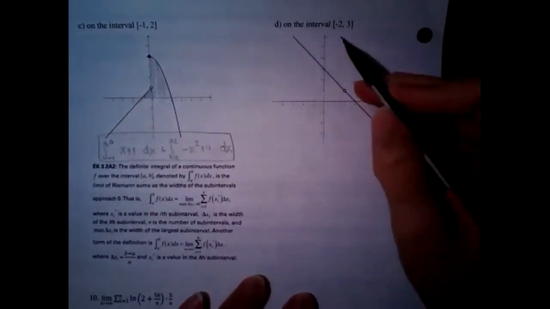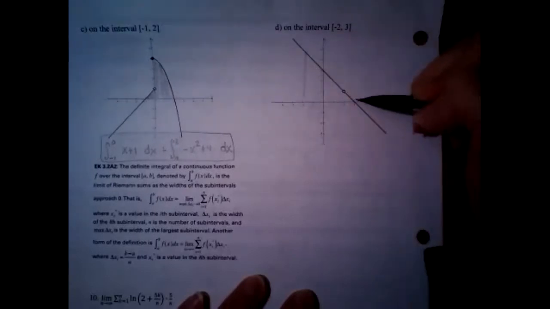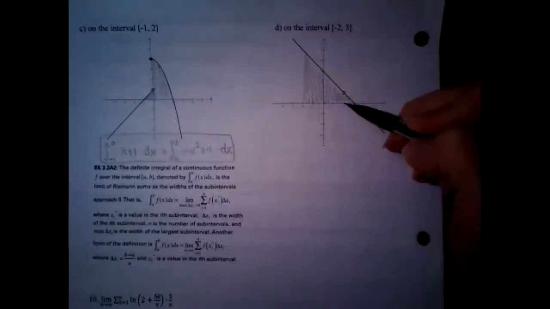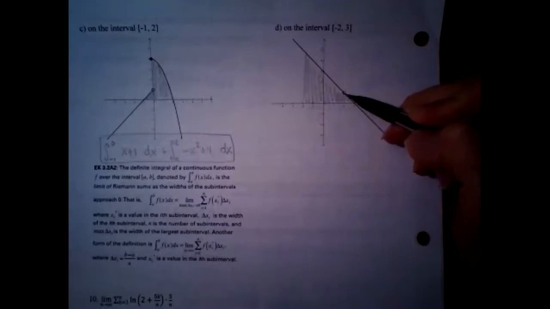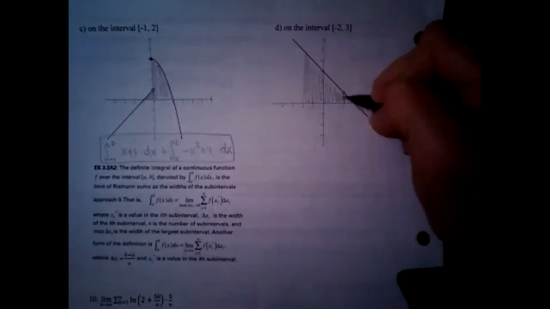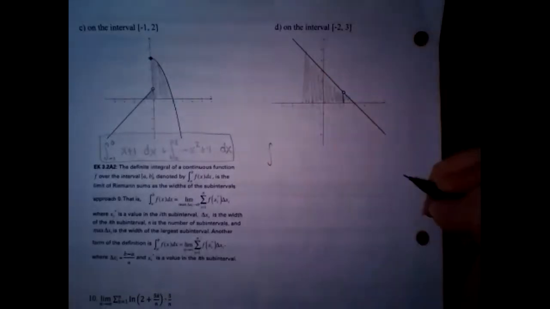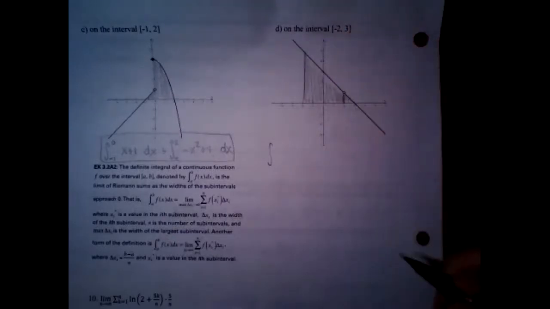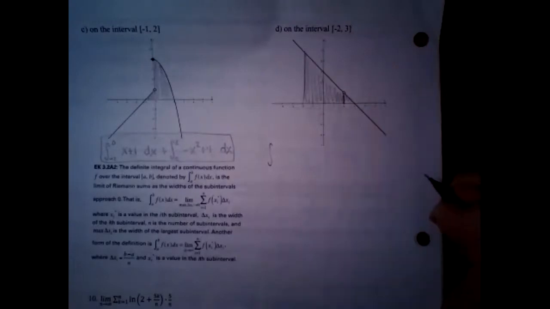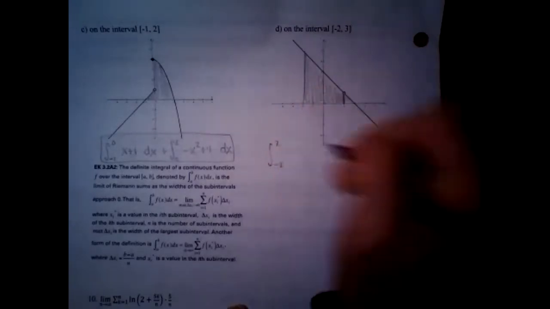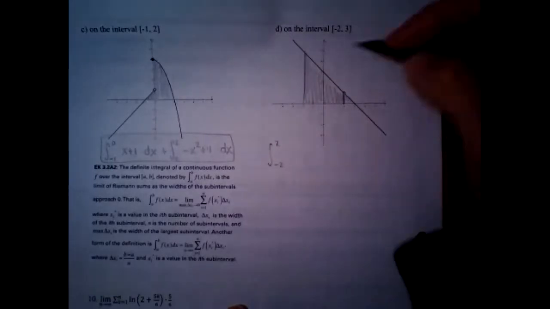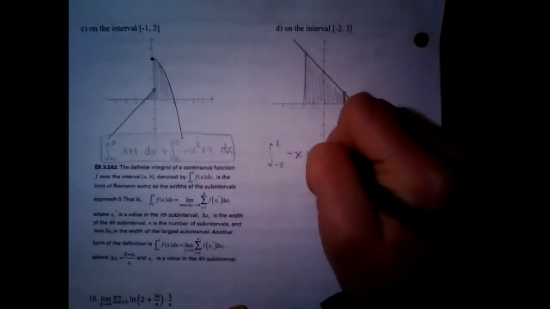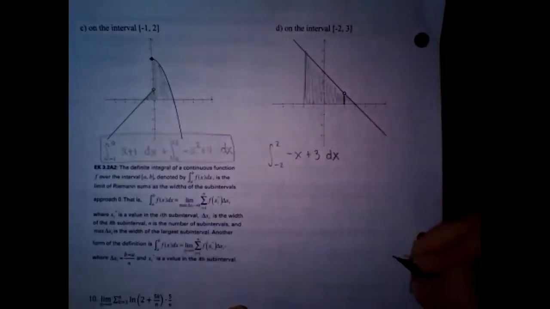And then this one, we're trying to find the area from negative two to three. So that's all of this. And you have to break it at the discontinuity. I know that seems silly, but because there's a hole there, you're going to have to break it into two separate integrals. So what are going to be the boundaries for the first integral? If we have to break it right here. Yeah, good, nice. It'll be negative two to two. And then this function, so this looks like we have a negative slope, a negative one slope. So it's going to be negative x plus, what is that y-intercept, three. Negative x plus three dx.